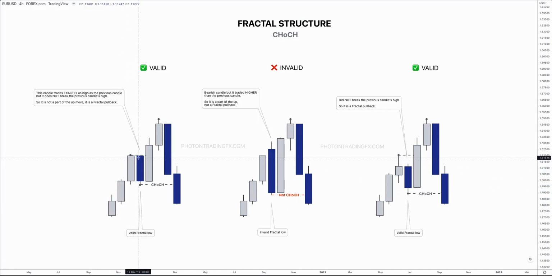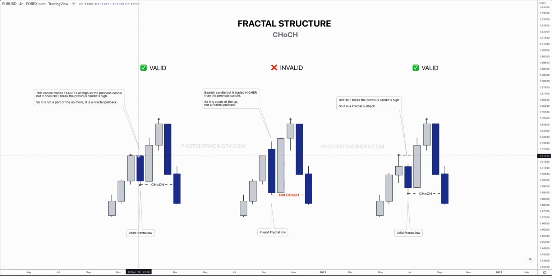Now, in this instance, these two candles, both of the highs of the candles, are at the exact same price level. So this candle here and this candle here both trade exactly as high as each other. So is this a pullback or not, regardless of the color of the candle? Is this a pullback or not?